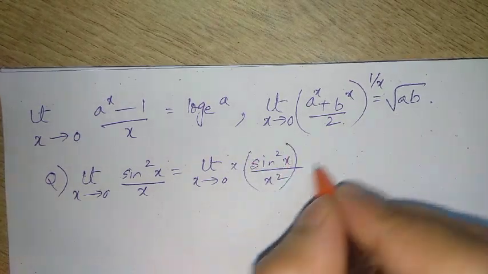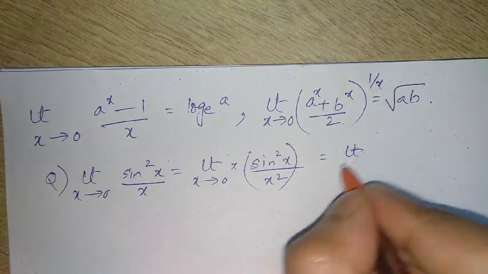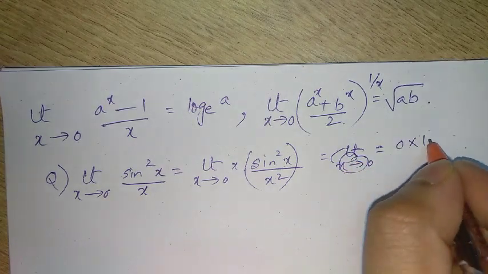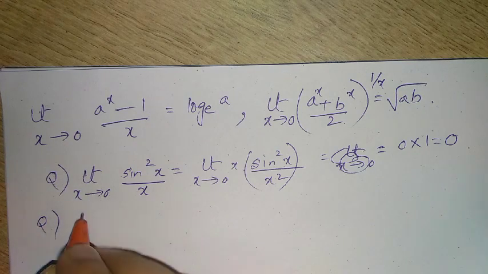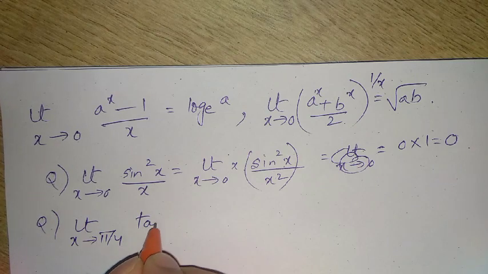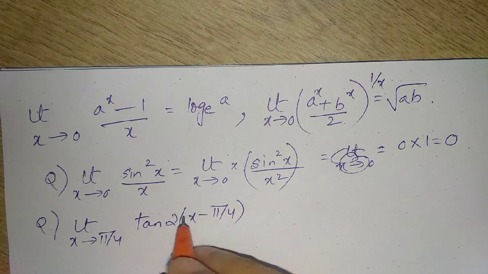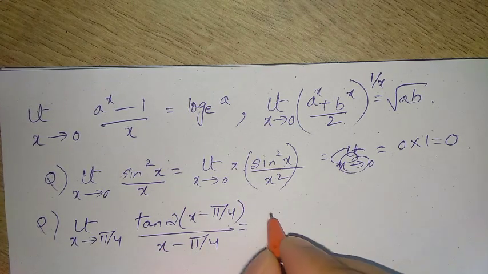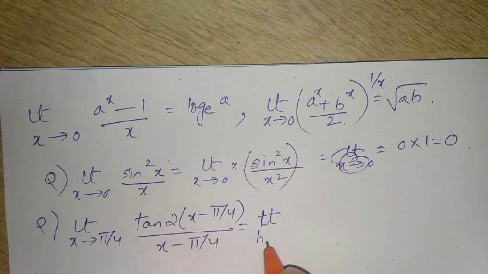So we know this is nothing but equal to 1 square, so it is nothing but 1. It is nothing but limit x tends to 0, nothing but 0 into 1, which is equal to 0. Okay, the next question is limit x tends to pi by 4, tan of 2 times (x minus pi by 4) divided by x minus pi by 4.